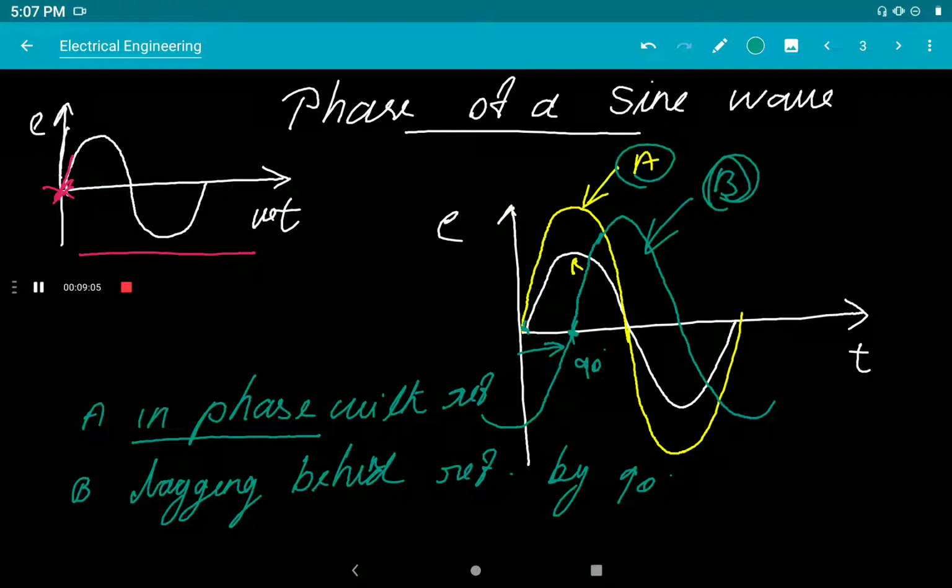A and B have a phase difference. Phase difference of A and B, what is the phase difference? That is also 90 degree.